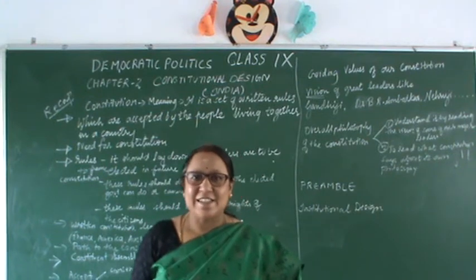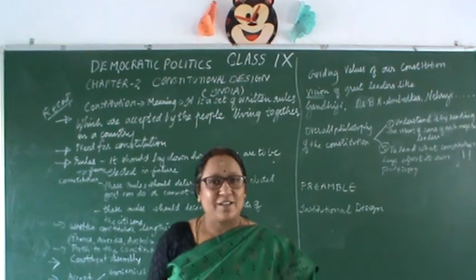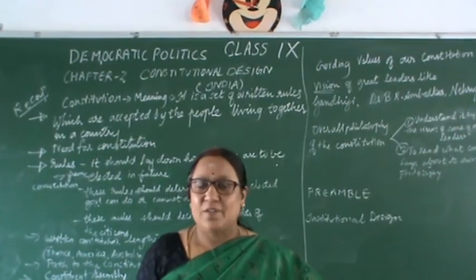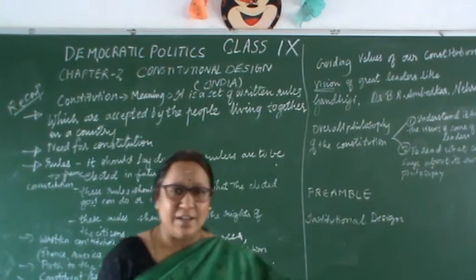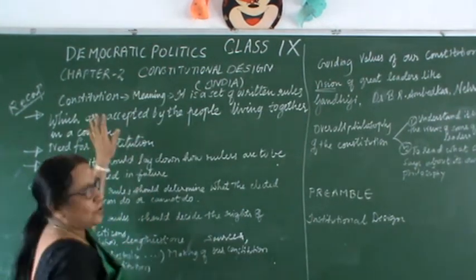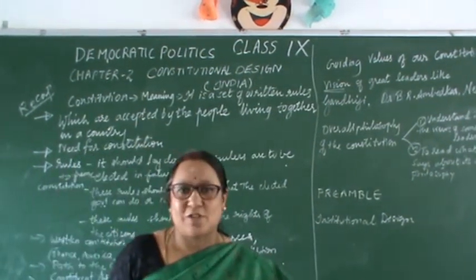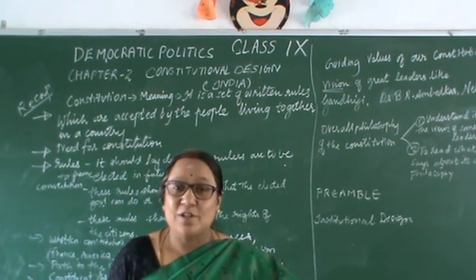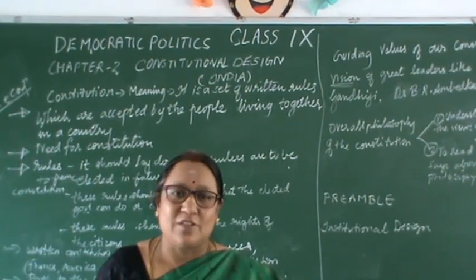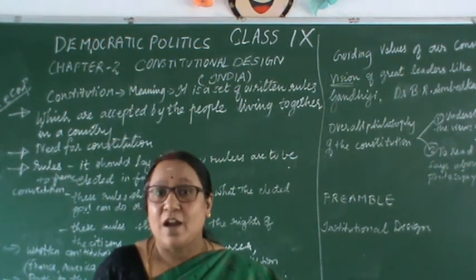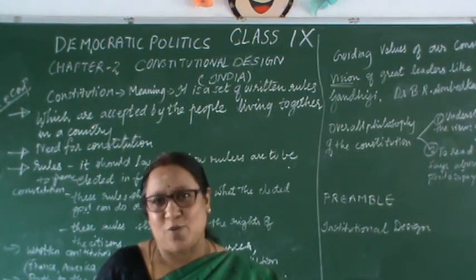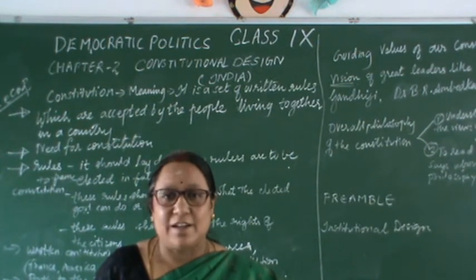In the last class, we saw constitutional design in India. We tried to understand the meaning of constitution. Let us recapitulate what was taught in the last class. What is a constitution? Why does a country need a constitution? What went into the making of the constitution? How was the Constituent Assembly formed? These were certain aspects which we discussed in our earlier module.